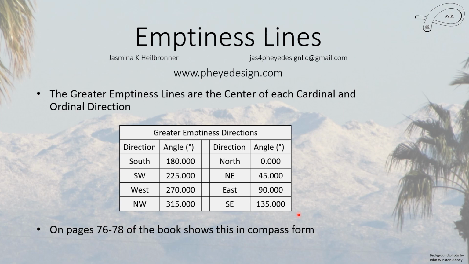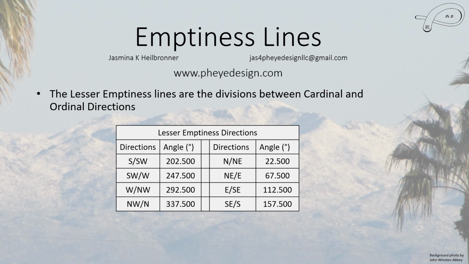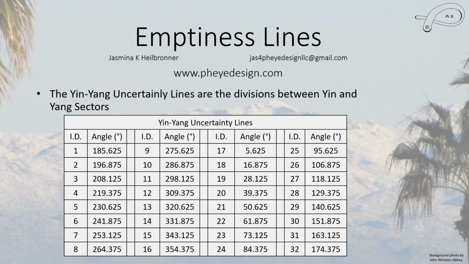So here are the greater emptiness lines. They are at the center of each cardinal and ordinal direction. And I give them to 3 digits because that's what you have to worry about. And if you want to see them in compass form, these pages of that book I talked about earlier will show them. These are the lesser emptiness lines, which are between south and southwest, southwest and west, and so forth. And again, 3 digits.